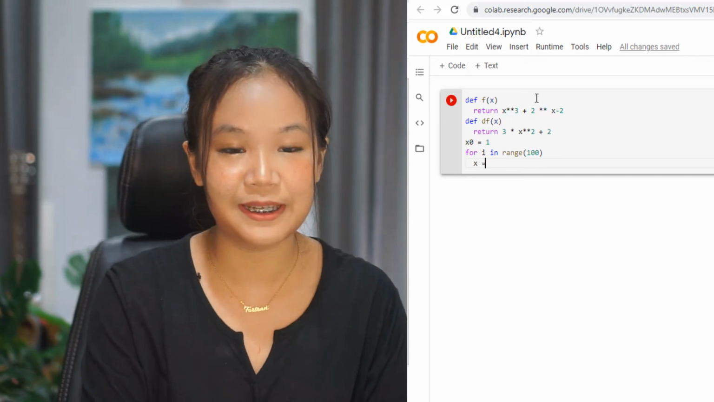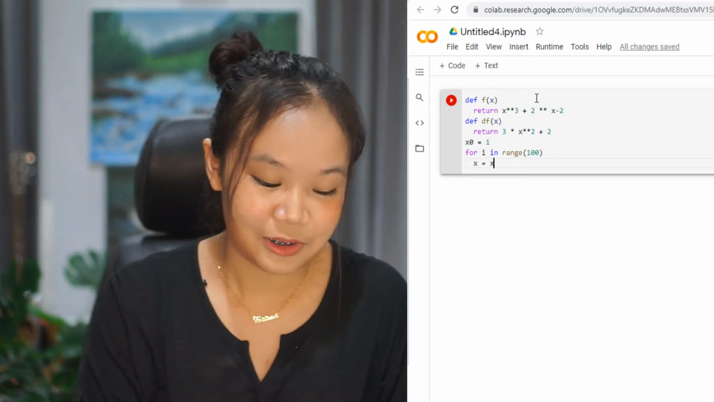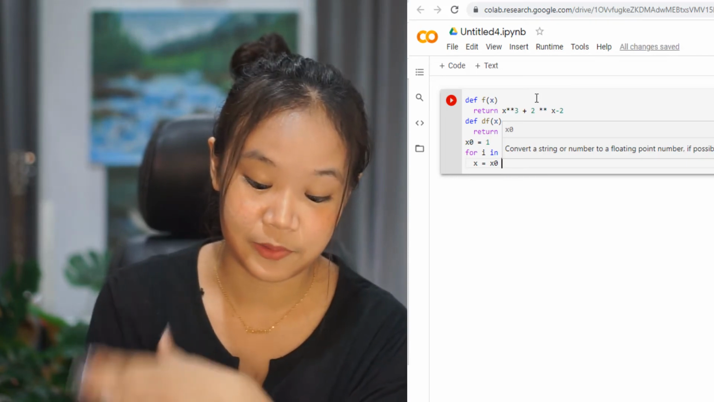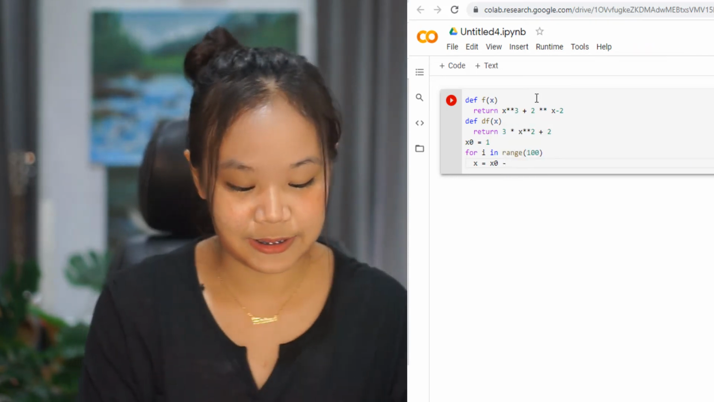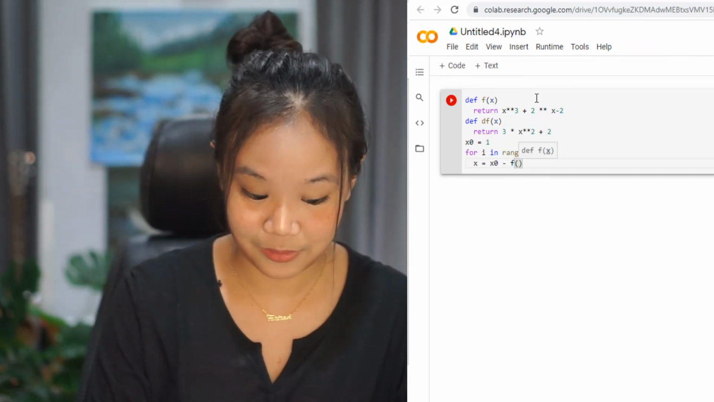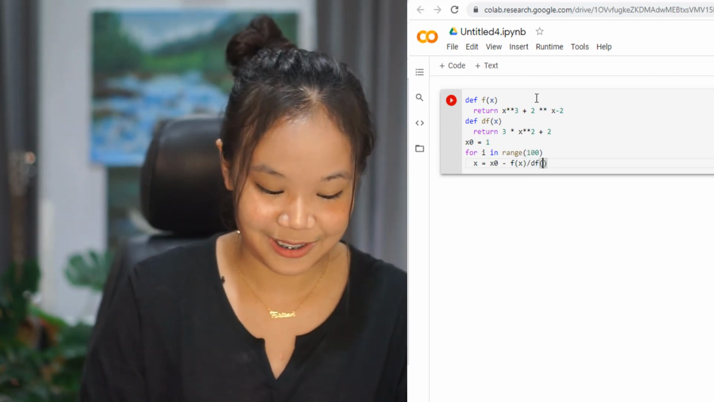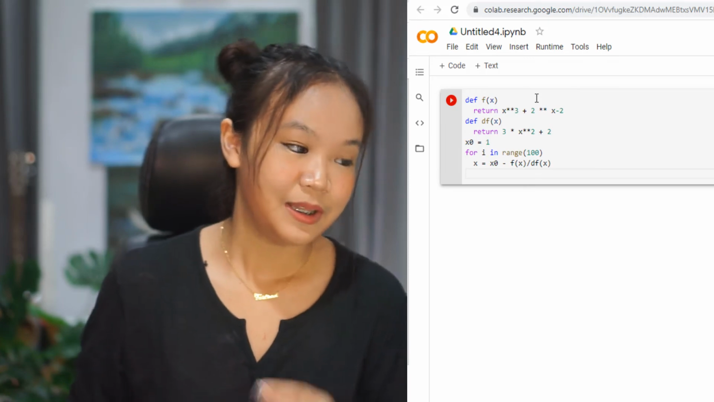What you need next is a formula. So the formula is that a new x is equal to the previous x, minus the function of x, which we already defined, divided by the derivative of it. Here we go.